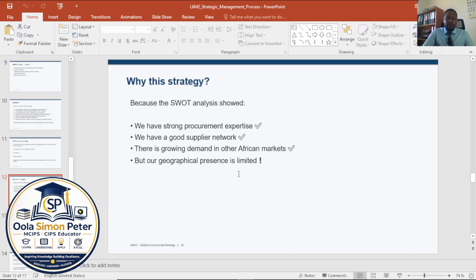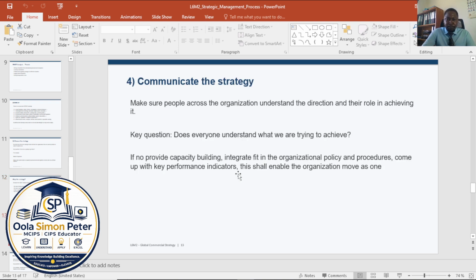So why is the SWOT strategy very important? It has helped us to identify that we have a strong procurement expertise. From the analysis, we have also been able to identify that we have a good supplier network, and there is a strong demand in other countries. However, our geographical presence is limited. That's why we need to expand. So that is how the SWOT strategy has helped us to come up with a good strategy.